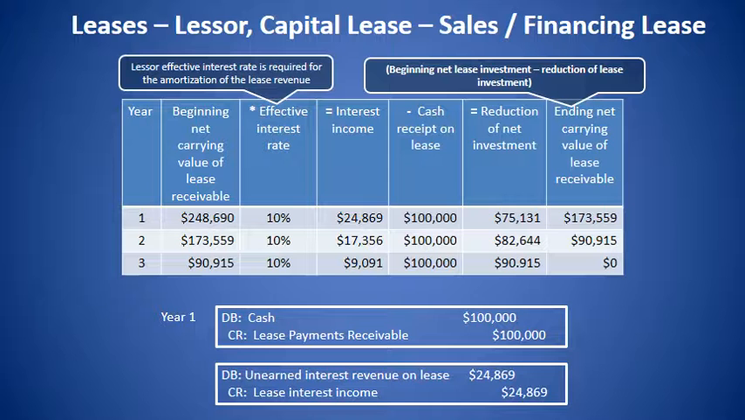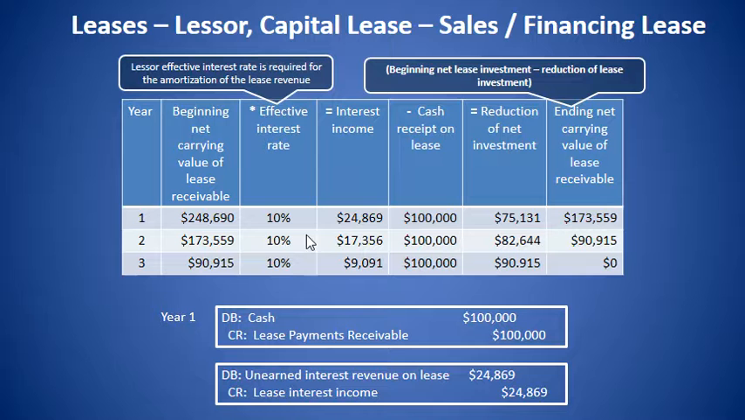Then we subtract out cash, which is the cash payment, and there's 2 ways this cash is going to go. It's going to go, number one, to satisfy the interest income, the $24,869, and the remainder is going to go to the reduction of the net investment, which would in this case be $75,131.